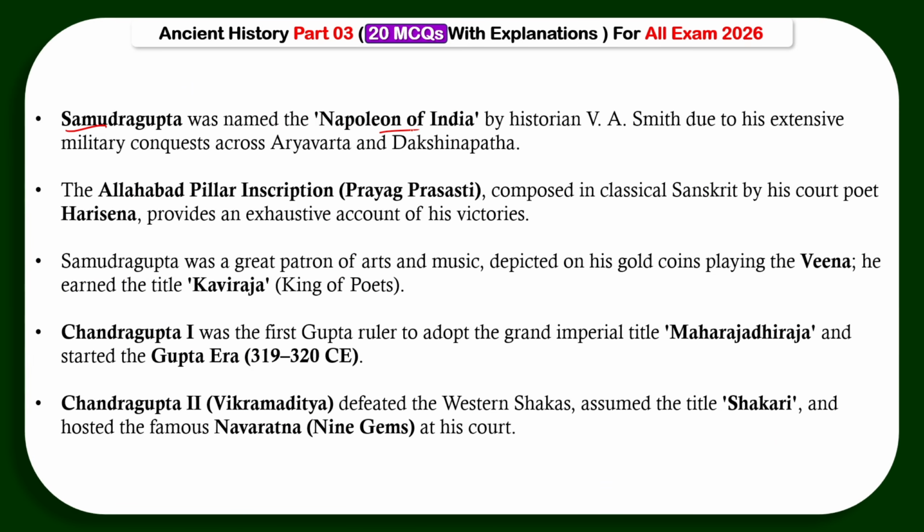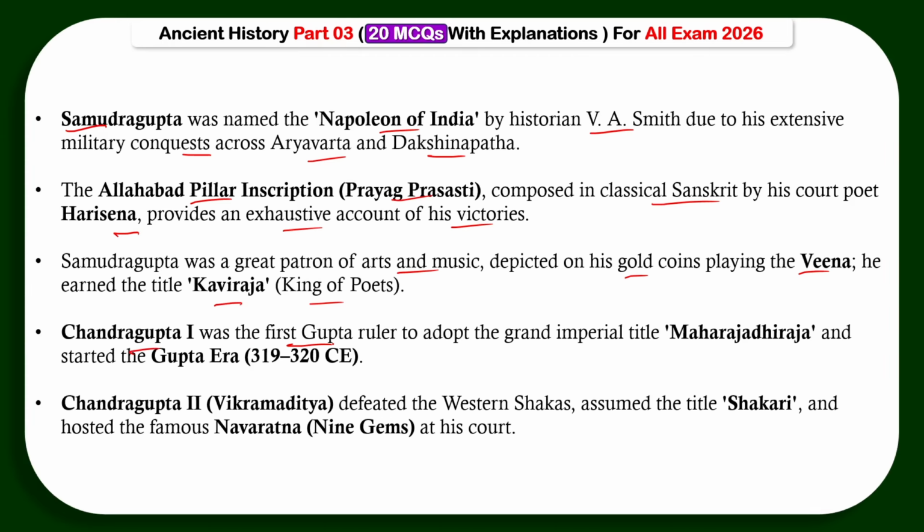Samudragupta was named the Napoleon of India by historian V.A. Smith due to his extensive military conquest across Aryavarta and Dakshinapath. The Allahabad pillar inscription, Prayag Prashasti, composed in classical Sanskrit by his court poet Harishena, provides an exhaustive account of his victories. Samudragupta was a great patron of arts and music, depicted on his gold coins playing the veena. He earned the title Kaviraj, that means king of poets.